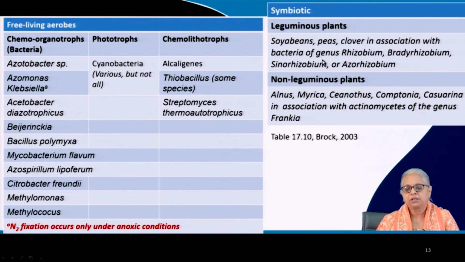So, you have bacteria of the genus Rhizobium, Bradyrhizobium, Sinorhizobium or Azorhizobium. All of these rhizobacteria are capable of fixing nitrogen in association with plants like soybeans, peas, clover and so on. There are non-leguminous plants as well, Alnus, Myrica, Casuarina, all of them in association with actinomycetes of the genus Frankia can be used for nitrogen fixation.